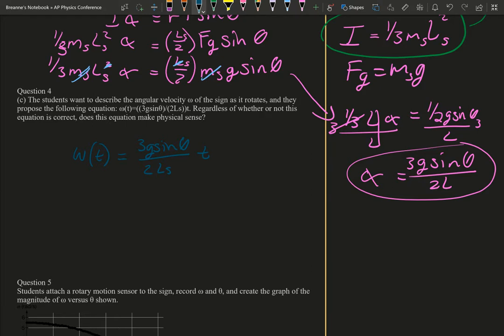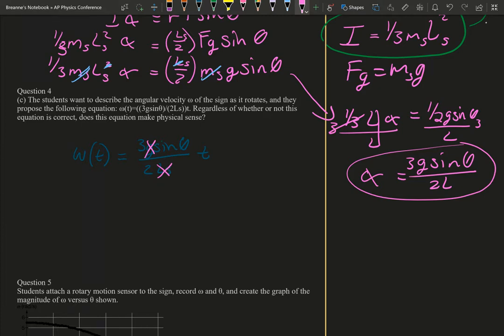And so it's talking about how to describe the angular velocity as the sine as it rotates, and the purpose of the equation. The issue with this equation is, okay, so let's think about what's staying constant. Gravity is staying constant. Our length is staying constant.